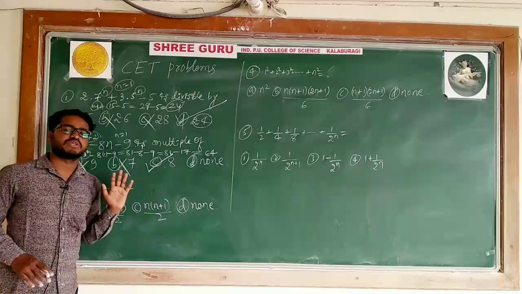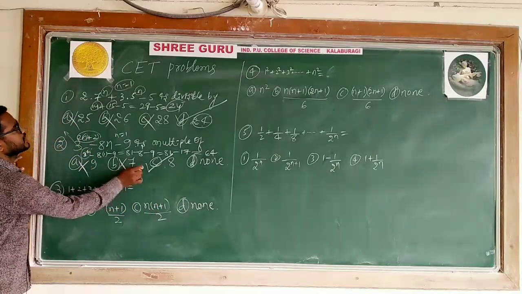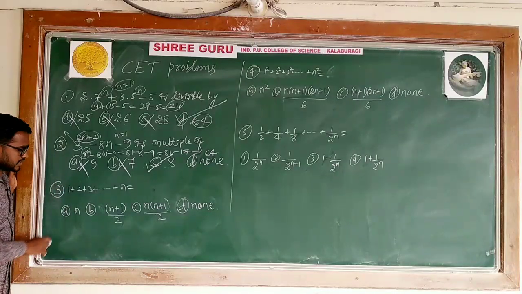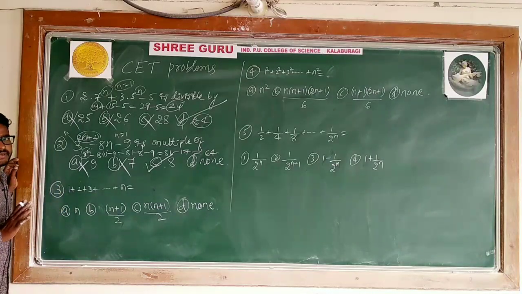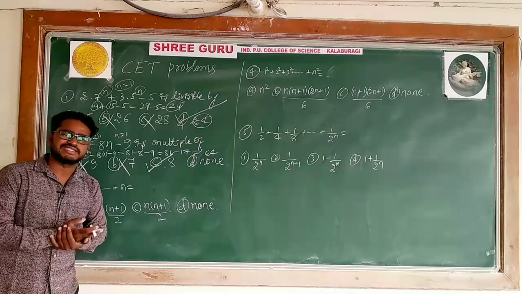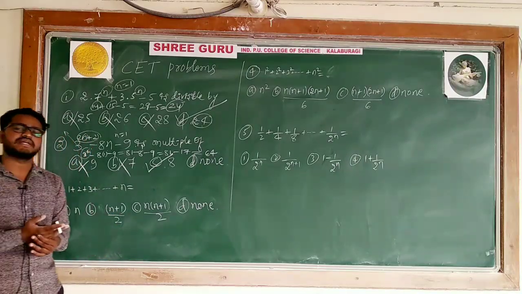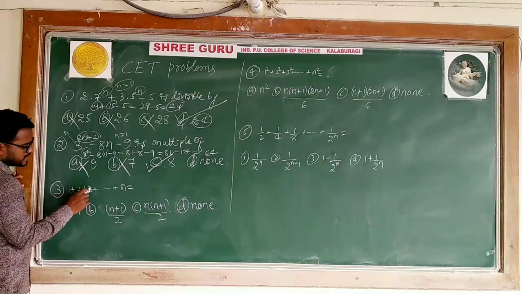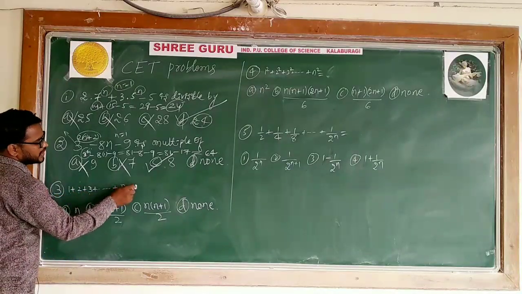Here he is asking which one is correct, which is satisfying. Okay, this is clear. First is clear, second is clear. Now third we will see. Third is the first problem only. If you know that result, you can decide the RHS, or else you can decide on the basis of logic. 1 plus 2 plus 3 plus so on plus n is equal to what he is asking.